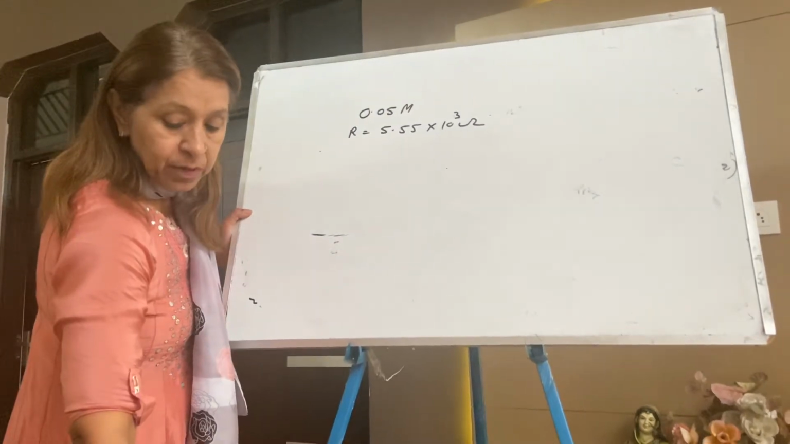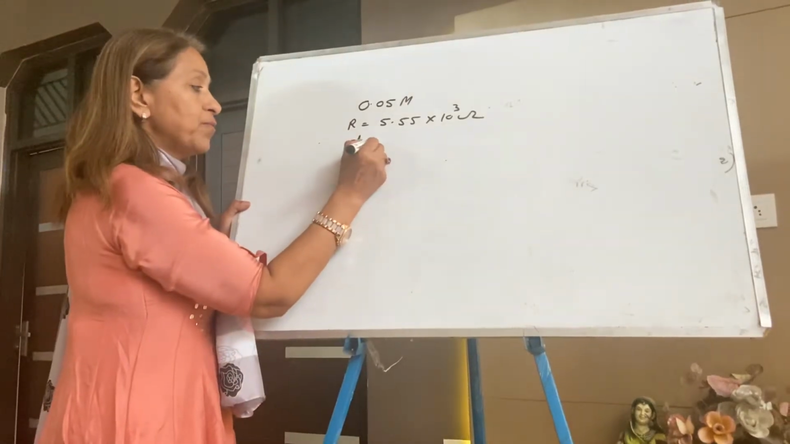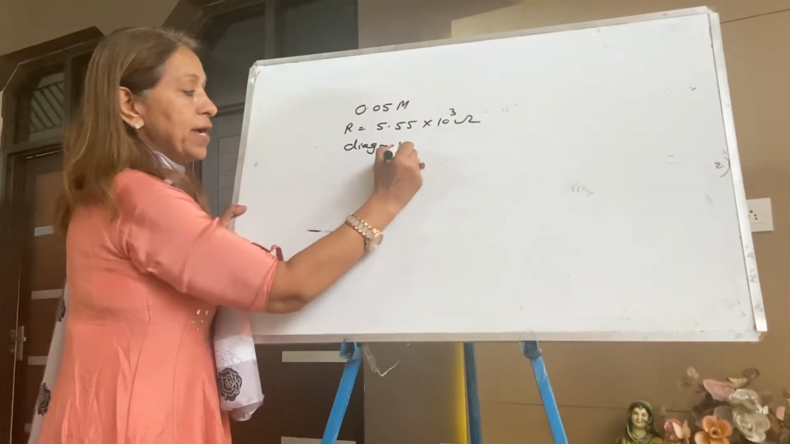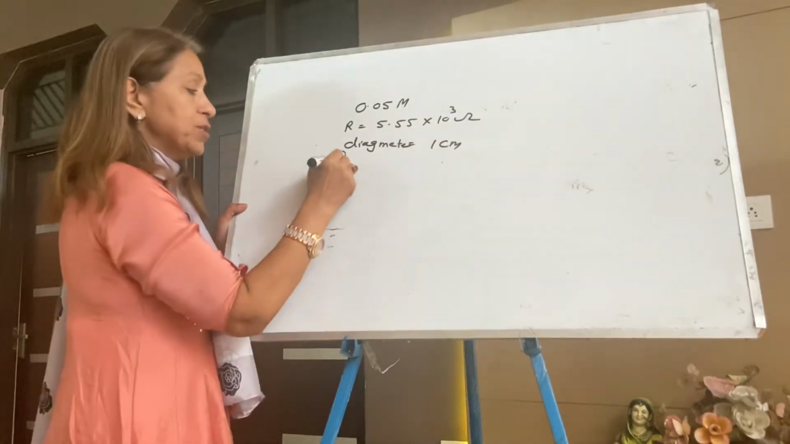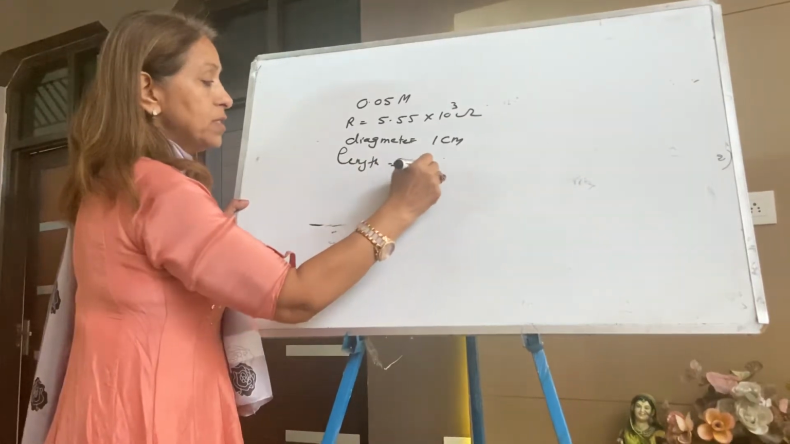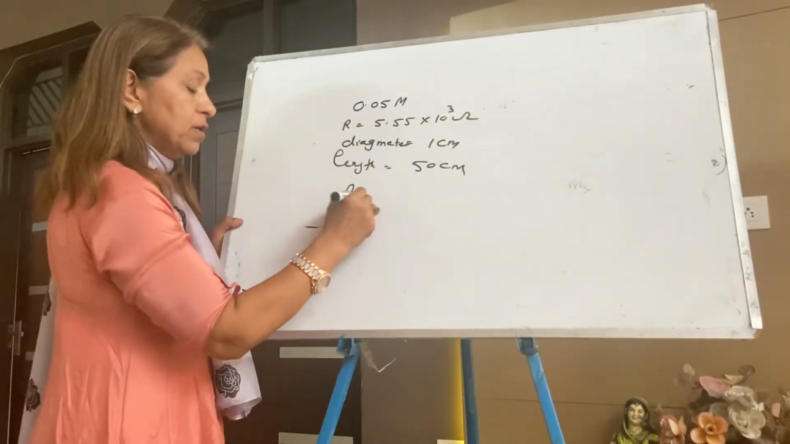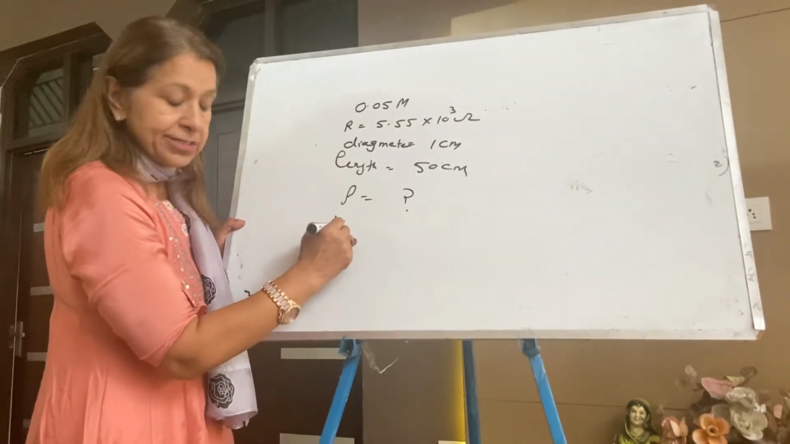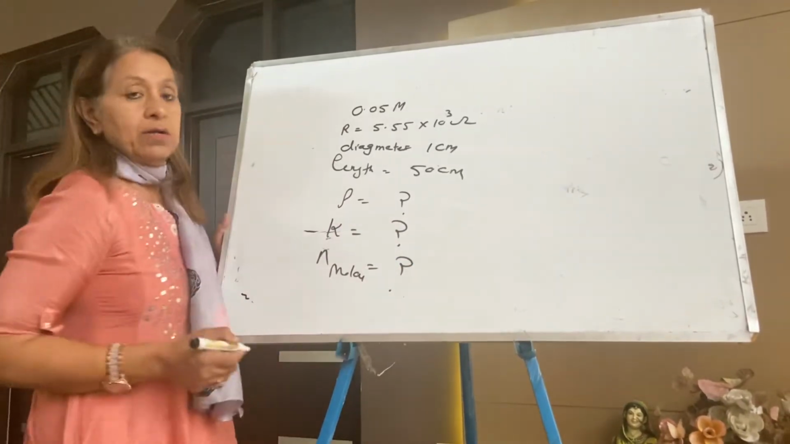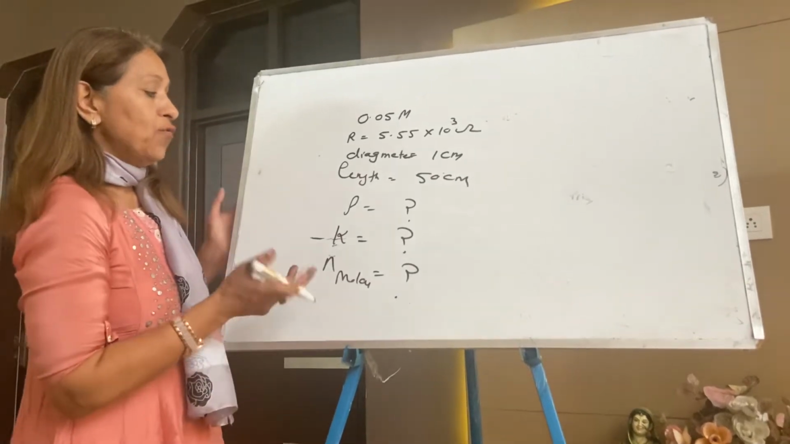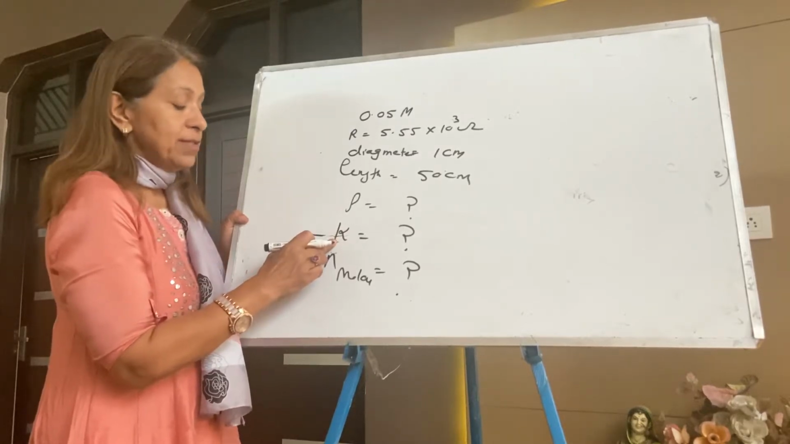Resistance is given. The diameter is 1 centimeter and the length is 50 centimeter. The question is, calculate resistivity, calculate conductivity, and calculate molar conductivity. Let us start. First of all calculate resistivity. We will take the reciprocal of resistivity, that will come conductivity.